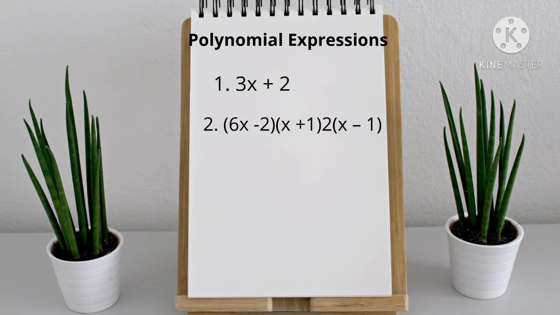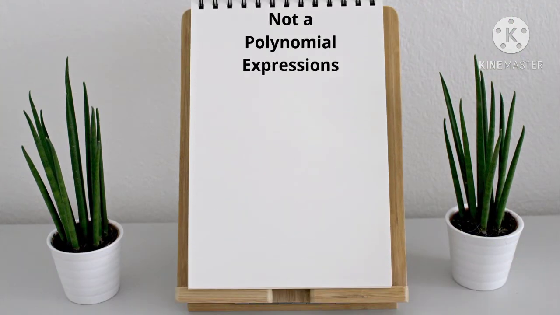Then number 2, we have the quantity 6x minus 2 times the quantity x plus 1 times 2 times the quantity x minus 1. Again, no fractional exponent, no denominator nga variable, wala po siya mga negative exponent. And the last one, we also have x cubed minus 5x squared plus x plus 3. So, polynomial expression.